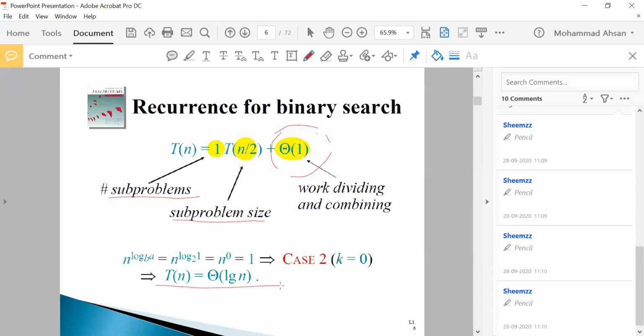Again, binary search is just like a binary search tree. You are going to search only one subtree, and the element that you're looking for may be a leaf node. So at the most, you will traverse the height of the binary tree, which is log n. That is how you can relate this timing equation to a binary search tree.